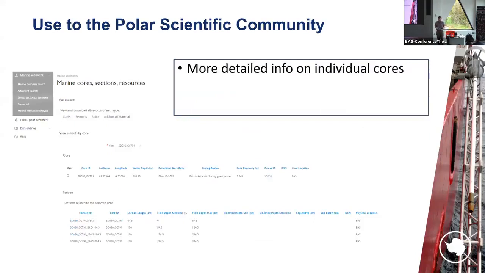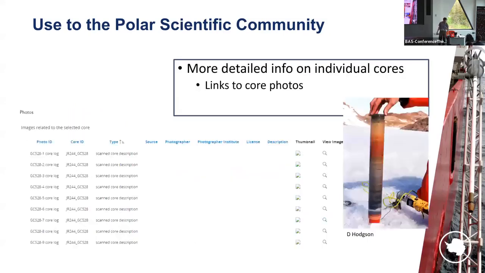It's possible through the public web interface to find out even more information on individual cores by selecting the core itself. So here you can see this is a record from the recent core trials. You can see there's information about the core and then information about the sections that the core has been divided up into. Also on this page are links to scanned core descriptions and core photos.